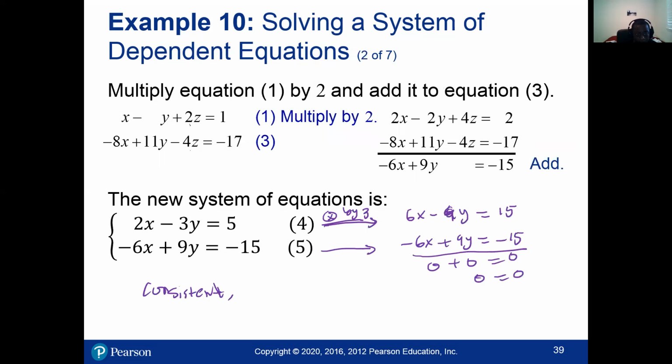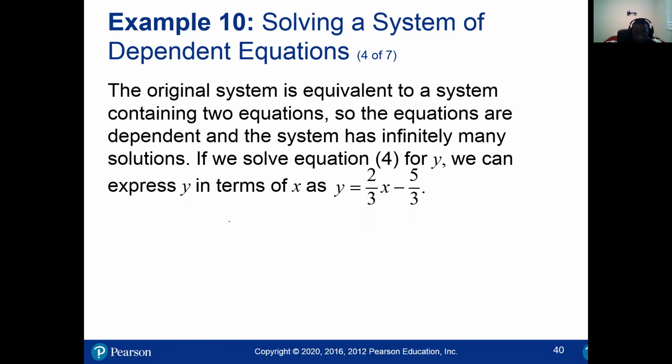Okay, so if we solve equation 4 for y, let's go back. Equation 4 was 2x minus 3y equal to 5. So if you solve that equation for y, we get this equation. It was 2x minus 3y equal to 5. All right, and then if we subtract 2x from both sides, you have minus 3y equal to minus 2x.